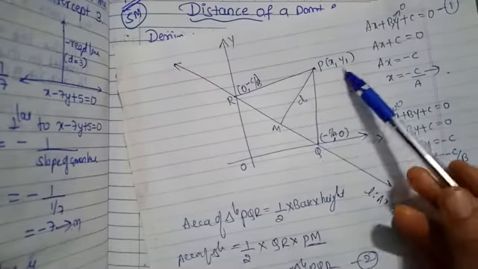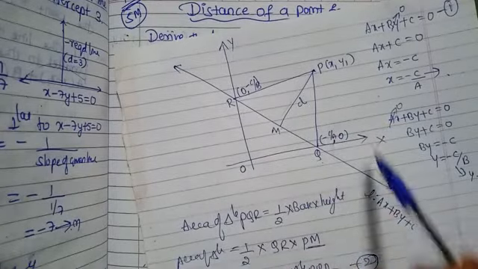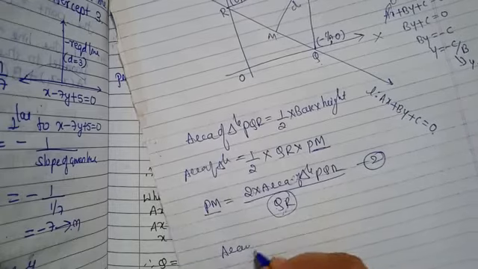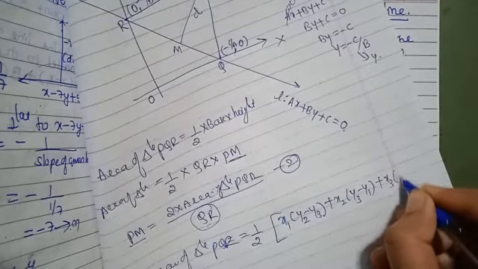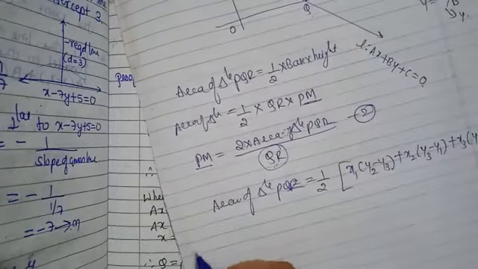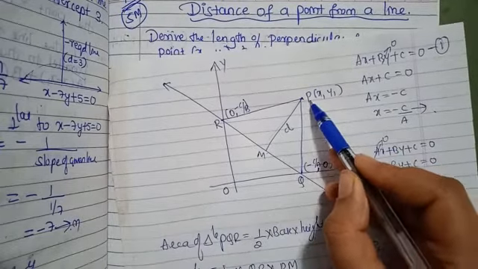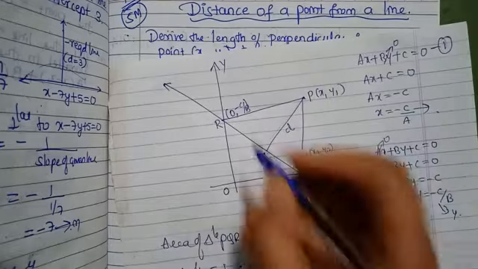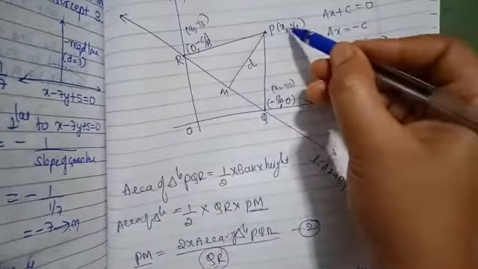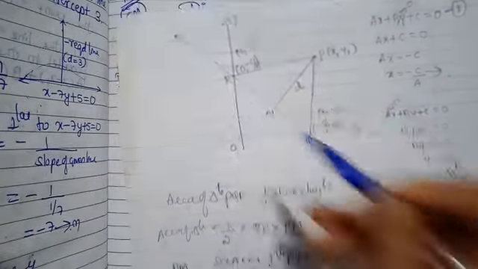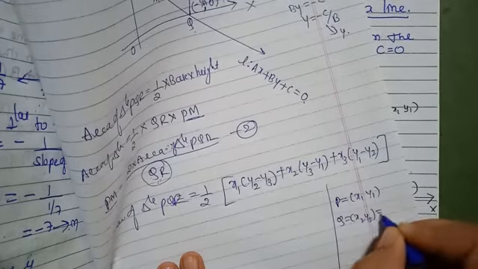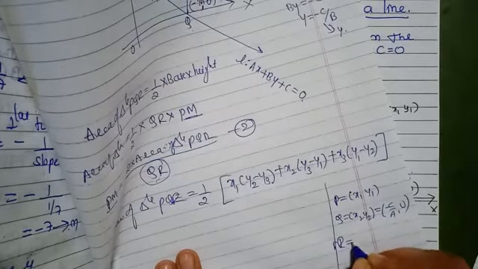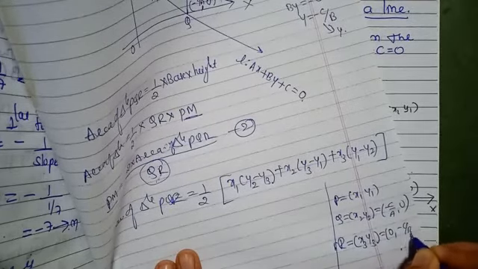So we know that if x1, y1 and x2, y2 and x3, y3 are the vertices of a triangle, then its area is given by, now we are going to find the area of triangle PQR. That formula is given by 1 by 2 into x1 of y2 minus y3 plus x2 of y3 minus y1 plus x3 of y1 minus y2. Substitute the vertices. Here the point P is taken as x1, y1, Q as x2, y2, and R as x3, y3. So P is x1, y1, Q is x2, y2, which is minus c by a comma 0, and R is x3, y3, which is 0 comma minus c by b.